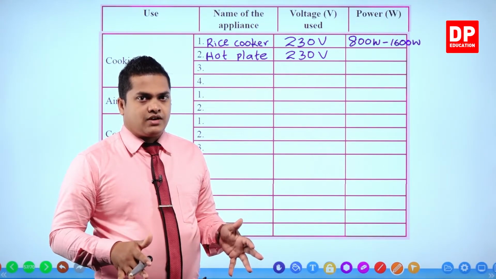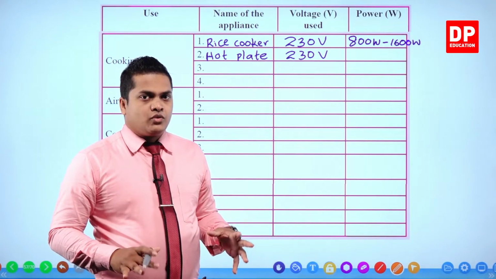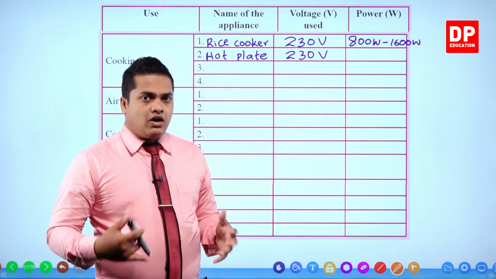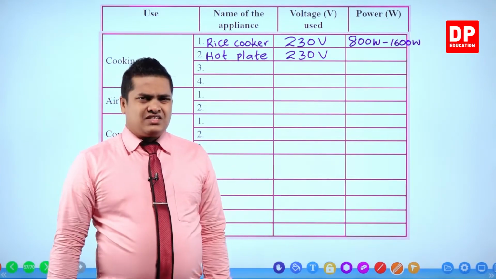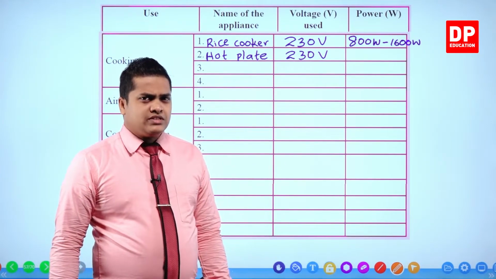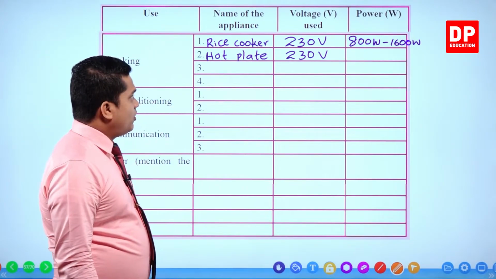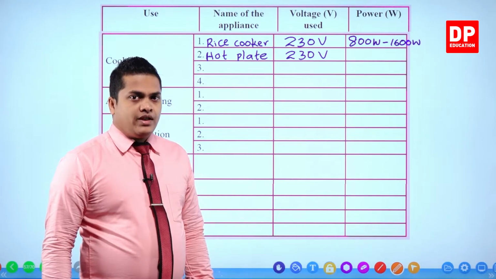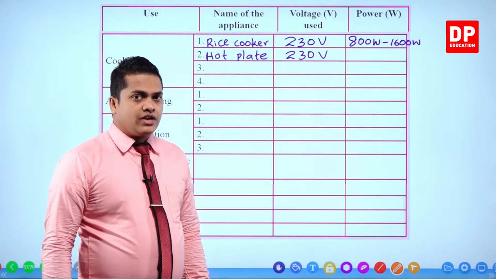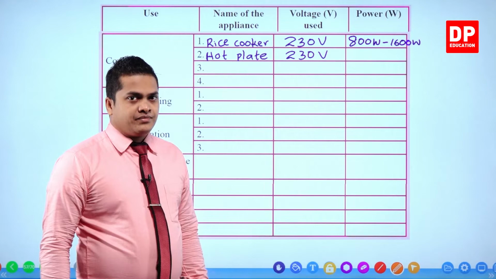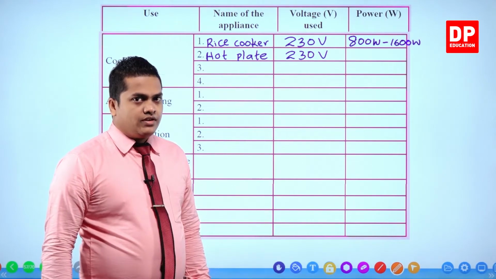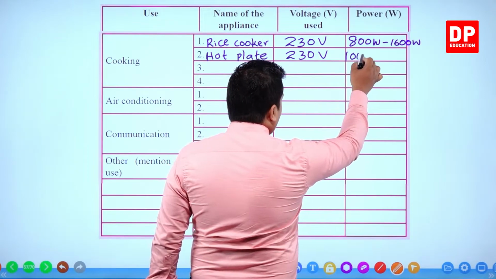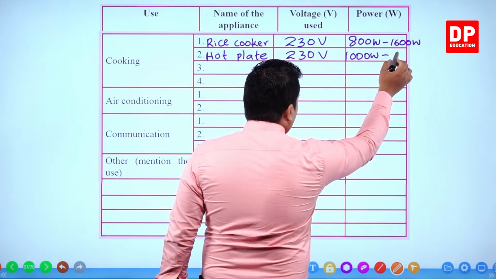We use some smaller ones. On those which we use in our day-to-day activities in our houses, the watt value is around 800 to 1600. Then the hot plates. My dear children, in hot plates, it's going to differ according to the number of plates in it.